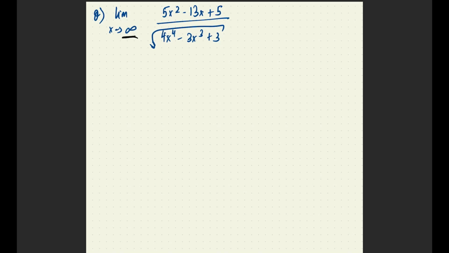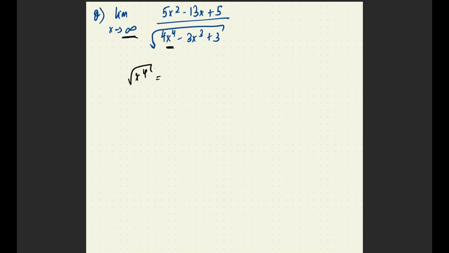So in this case, what's the greatest power of x? If you look closer, you're going to see that you have an x to the 4 over here. So is it fair to say that x to the 4 is the greatest power of x? No, right? Because we have a square root. So the greatest power of x in this case is the square root of x to the 4.